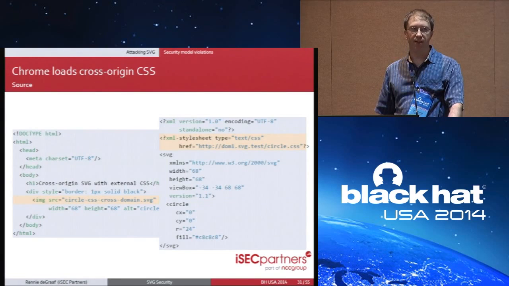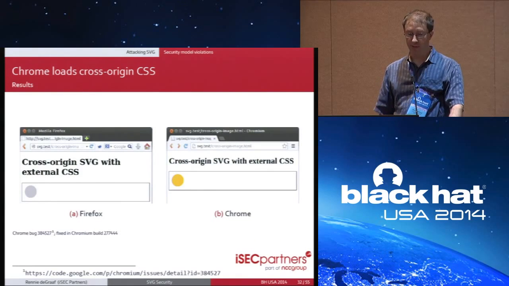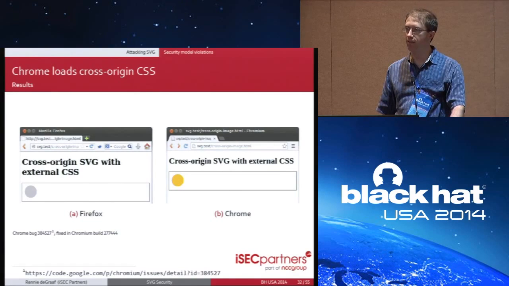Chrome is not blameless either. It has a similar bug. It'll also load that external style sheet, but only if it comes from a different origin. If I render it in Firefox, I still get the behavior I expected, where the style sheet's not applied, but in Chrome it is applied. Now this one was fixed a few weeks ago, and I believe it was actually fixed in the most recent public Chrome build, build 36 or whatever they're on right now.